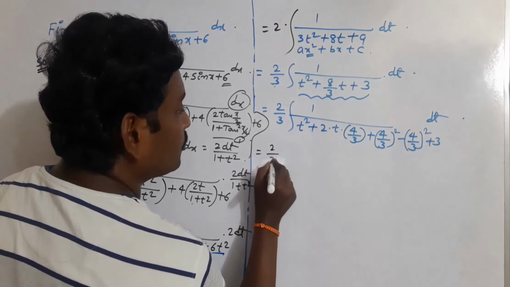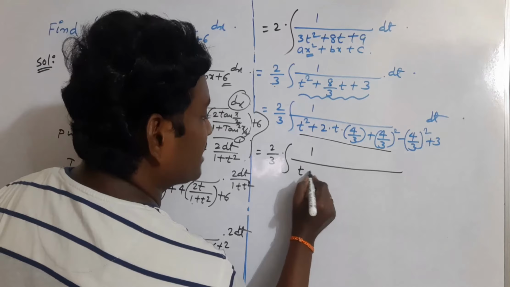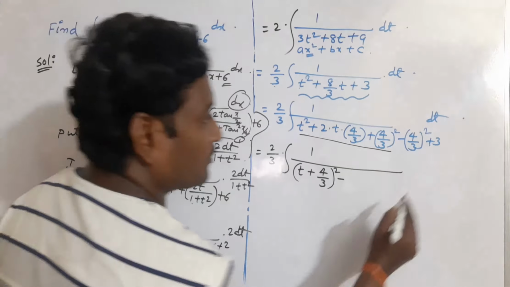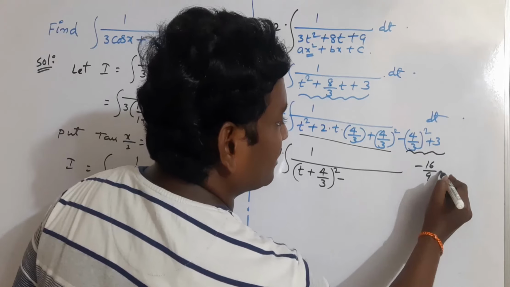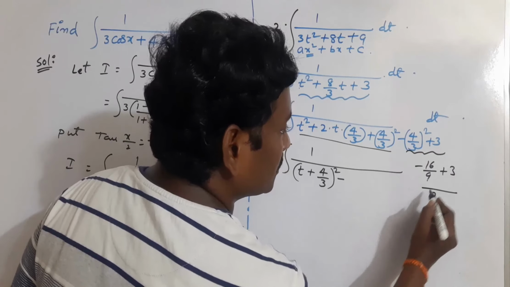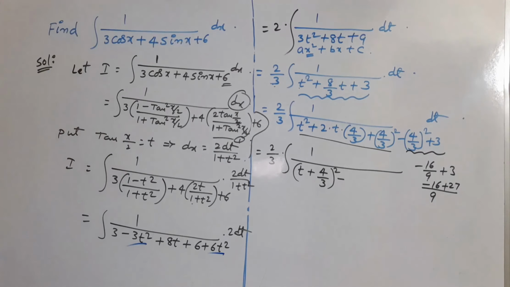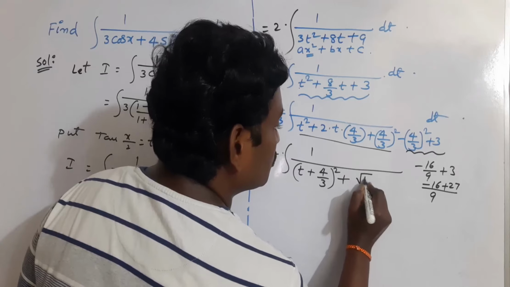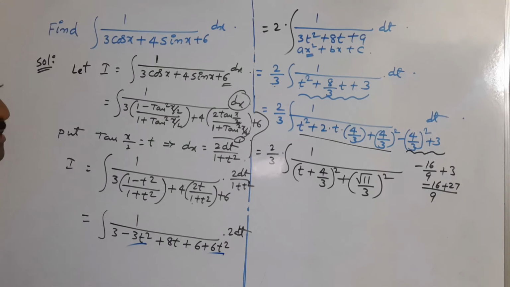So it is equal to 2 by 3 into, now we can write the first three parts as (t plus 4 by 3) whole square. What about the remaining constant? Minus 16 by 9 plus 3. So 9 is the LCM. You will get minus 16 plus 3 nines are 27. What is 27 minus 16? 11. So which is positive 11. So you can write it as (root 11 by 3) whole square. Sometimes you may not get a perfect square.